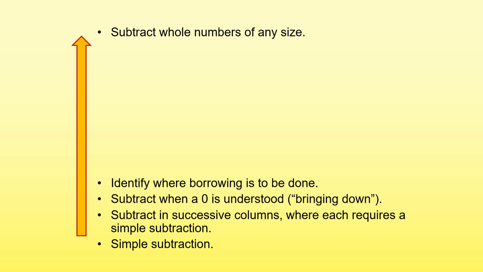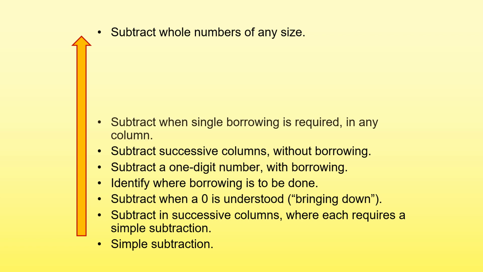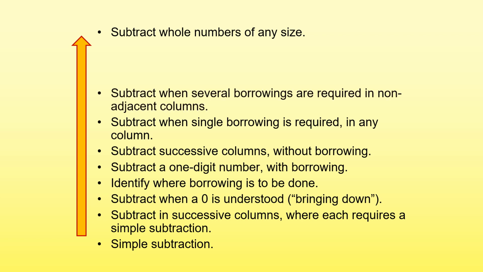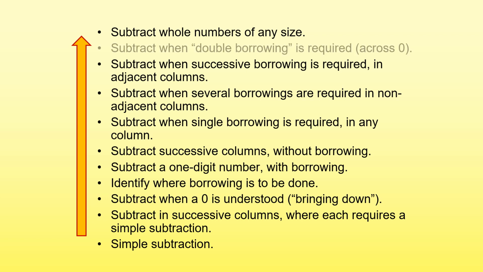They have to identify when borrowing is needed. They have to be able to subtract a one-digit number without borrowing. Then they have to do successive columns without borrowing. And then they have to be able to subtract when single borrowing is required in any of the columns, subtract when several borrowings are required in non-adjacent columns, subtract when successive borrowing is required in adjacent columns, and then they have to be able to subtract when double borrowing is required before they can subtract whole numbers of any size.